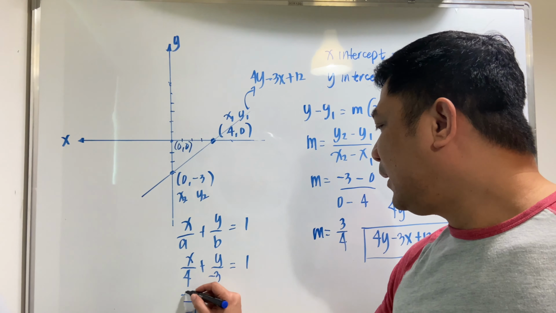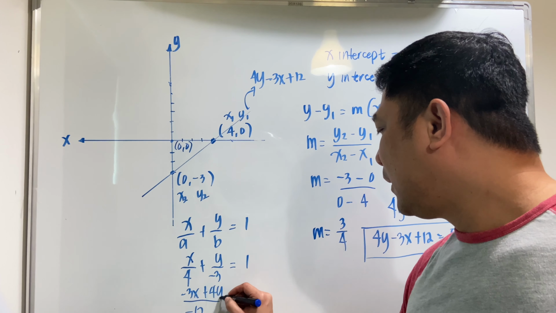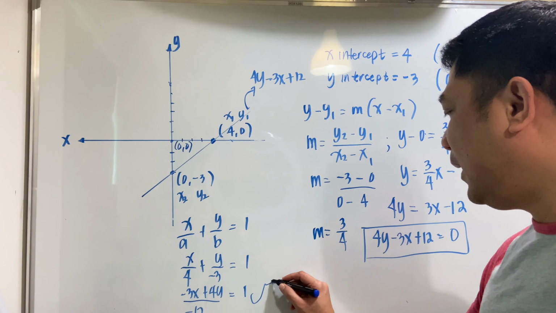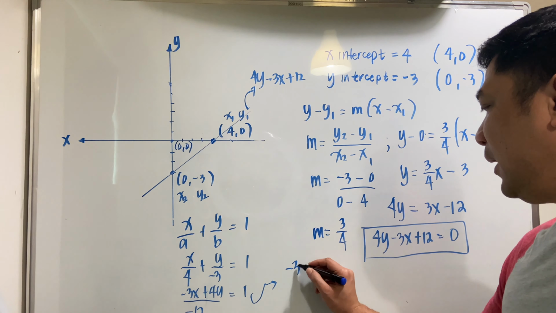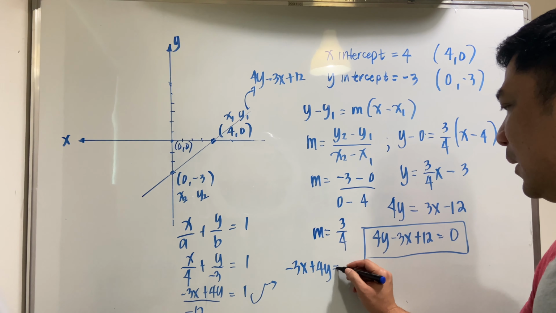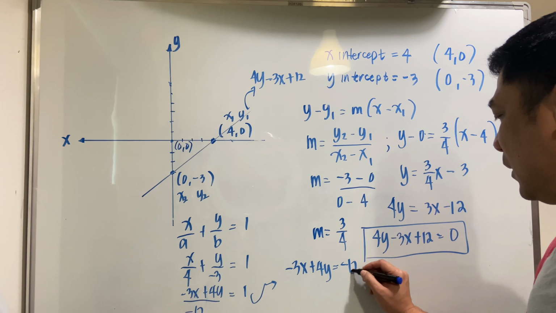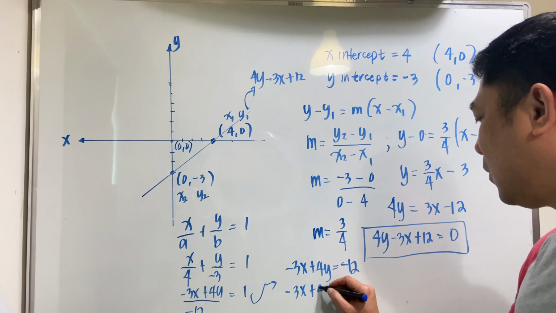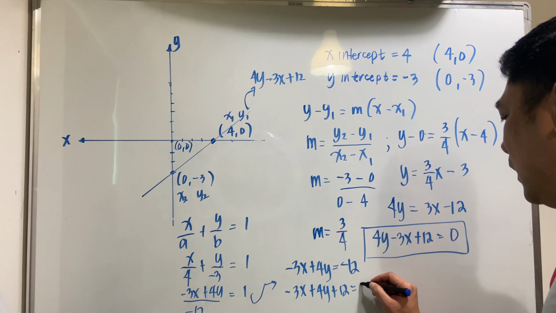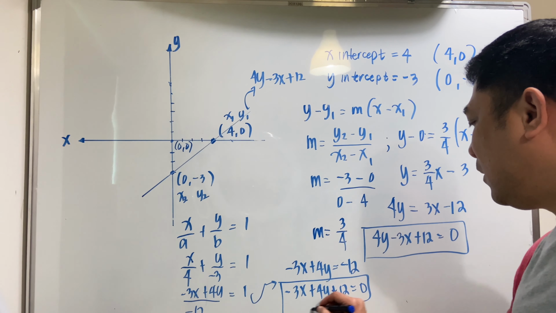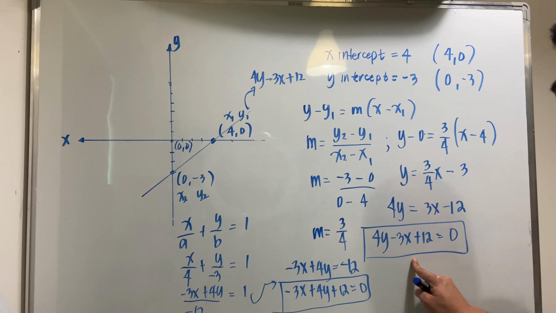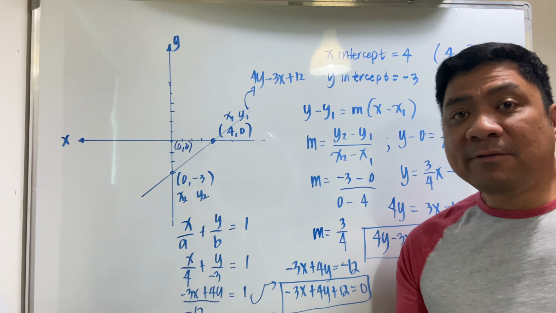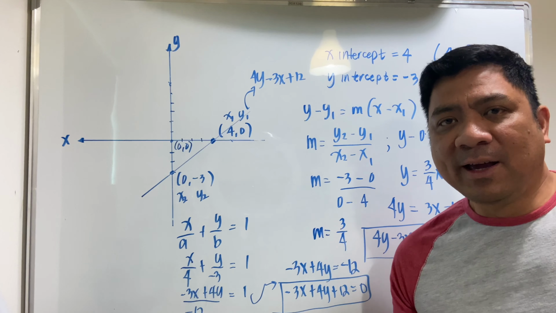So you'll have negative 3x there plus 4y is equal to 1. So therefore, you'll have it like here: negative 3x plus 4y is equal to, lagay natin doon, negative 12. So negative 3x plus 4y plus 12 is equal to 0. So in this case, you'll find like this one is the same as this one. Okay? So that's another way to solve a problem if you are given the intercept of x and the intercept of y.